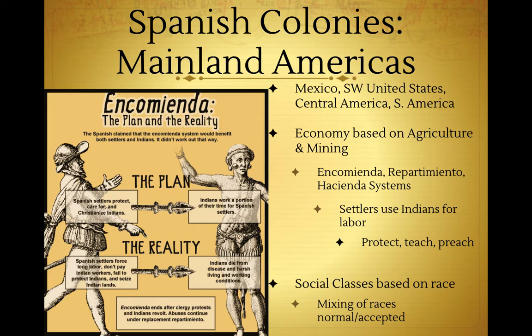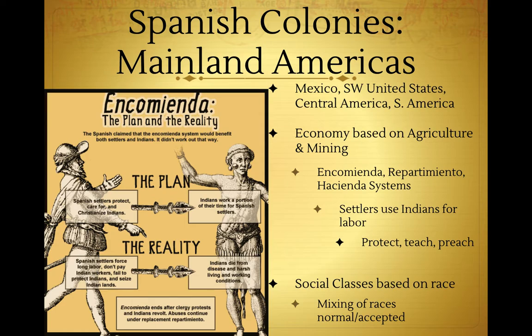So Spanish colonies. These are the most numerous colonies, and it depends on where we're talking about, but we're going to mainly be focusing on the landed Spanish colonies of Central America, southwestern United States, and bits of South America. And so their economy is going to be based on agriculture, using something called the encomienda, repartimiento, or hacienda systems, where they have the Native Americans work the land and pay it kind of rent. So they're kind of like serfs, if you remember the serfs that we talked about back in the Middle Ages.